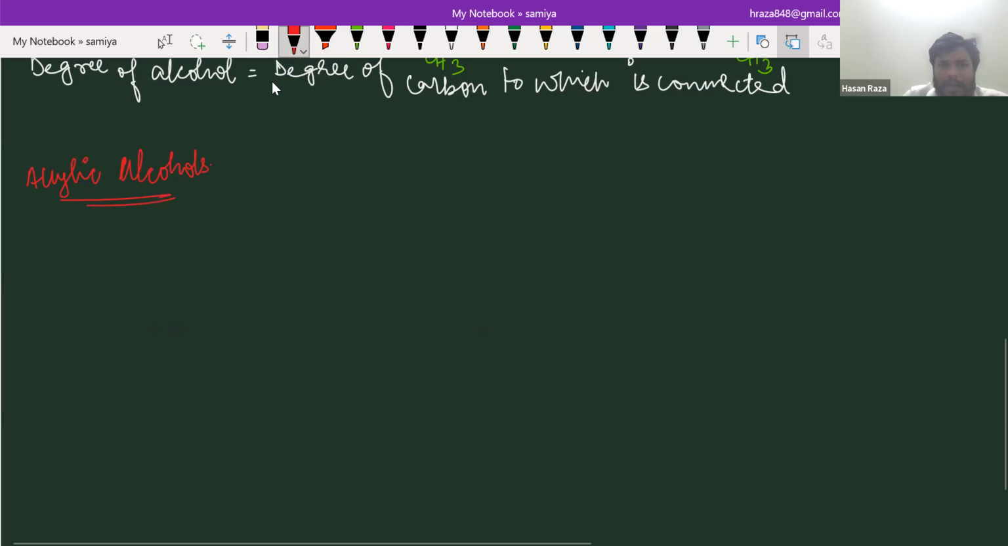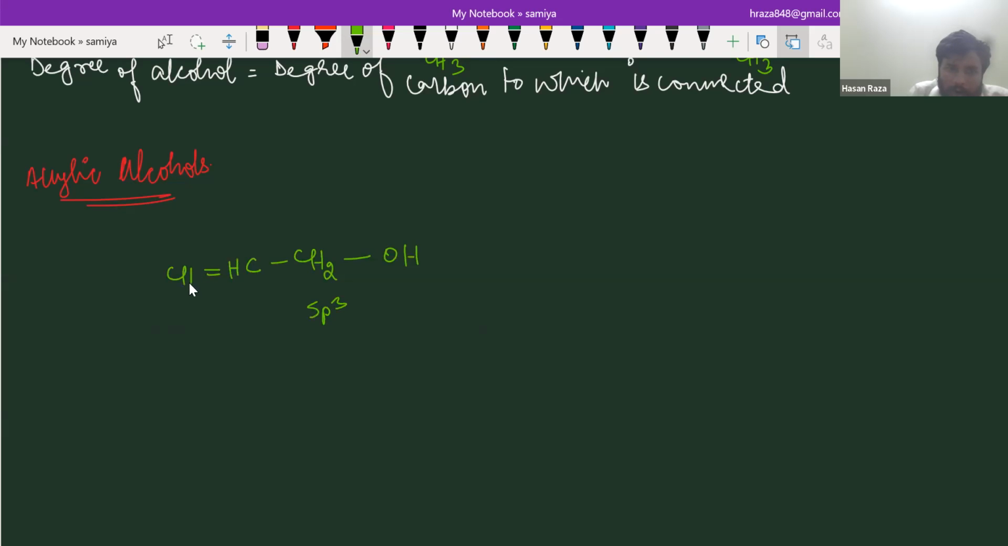This is allylic alcohols. Sorry, allylic alcohols. It is basically to whichever carbon OH is connected, it must be sp3, and the adjacent carbon to this carbon must be double bonded. This is allylic alcohols. Are you getting my point? You can check the hybridization of this. This must be sp3, and the adjacent carbon must be double bonded, that means sp2 hybridized.